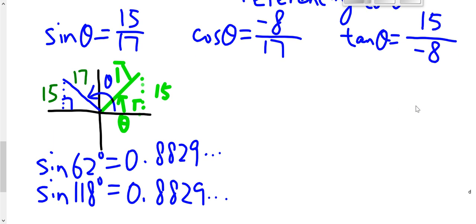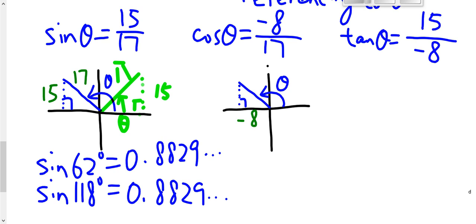I'll do one more here, and then you can figure out the tangent. So let's look at cos here. Same thing. Let's use the same setup. Adjacent over hypotenuse. So that's -8, and the hypotenuse is 17.